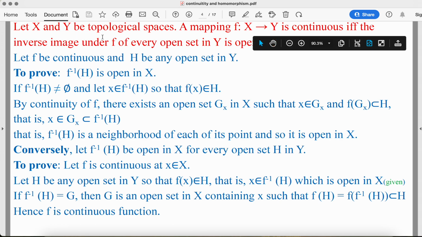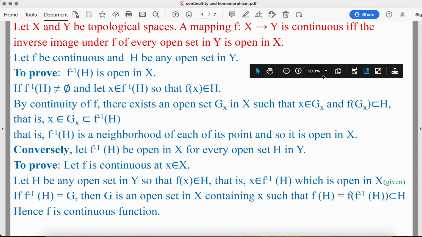Suppose X and Y are two topological spaces. A mapping f from X to Y is continuous if and only if the inverse image under f of every open set in Y is open in X. Here we will prove two parts. First, we will assume f to be continuous and show that the inverse image under f of every open set in Y is open in X. Then we will prove its converse, that if the inverse image under f of every open set in Y is open in X, then f is continuous.